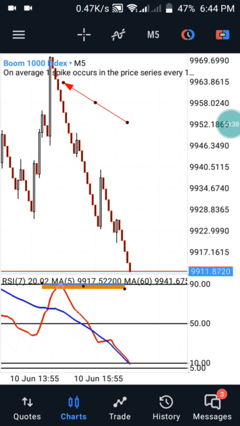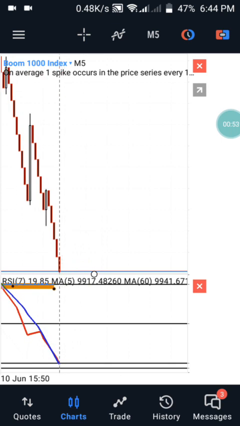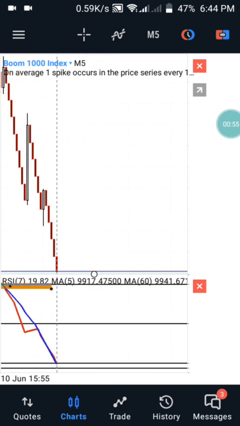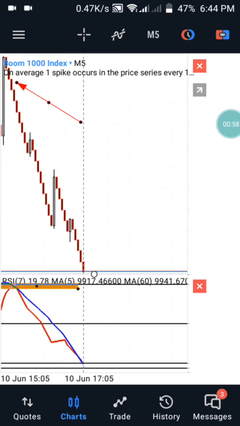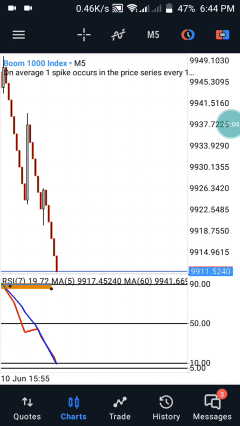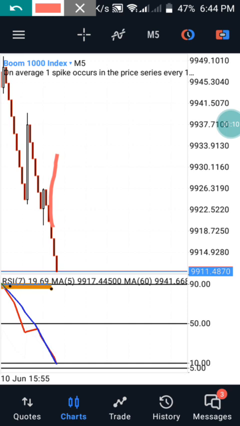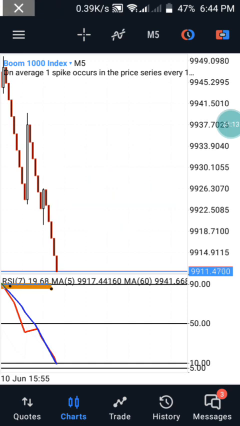So this is the Boom 1000 5-minute time frame. I told you that this strategy will always work with your screen adjustment. For those who used to ask what the zoom level is, it is the third zoom level, so use the third zoom level. That's exactly what I'm using now. You have to adjust your screen to the beginning of your screen, to this particular area, for you to set up this strategy and use it accurately like this.